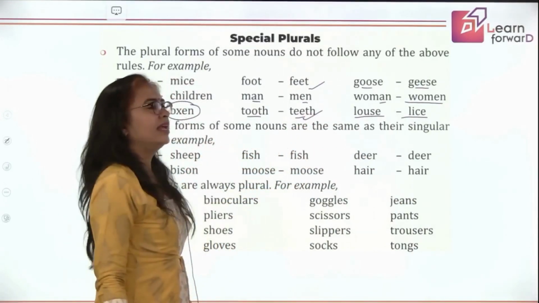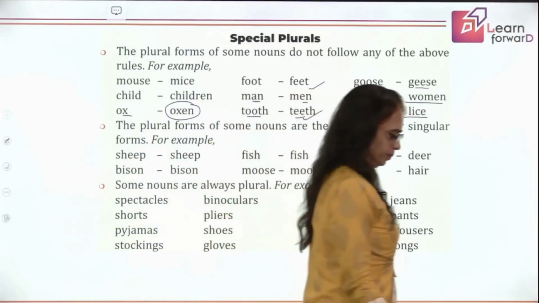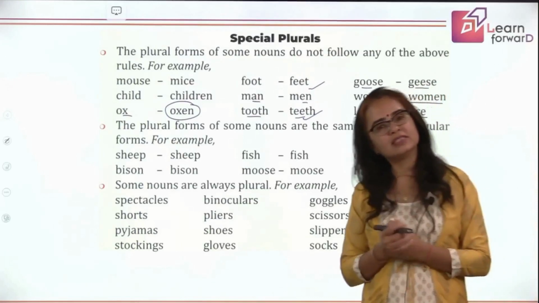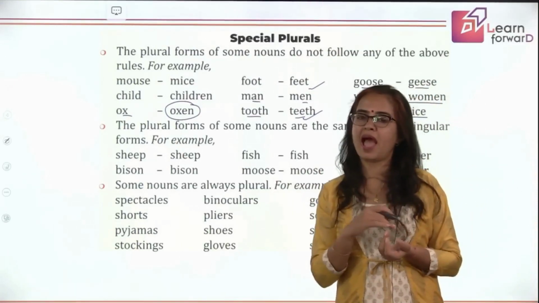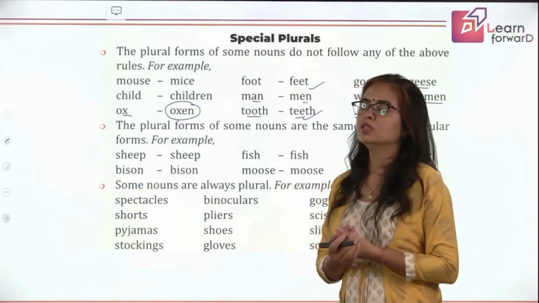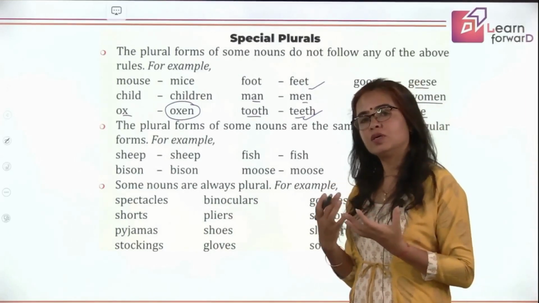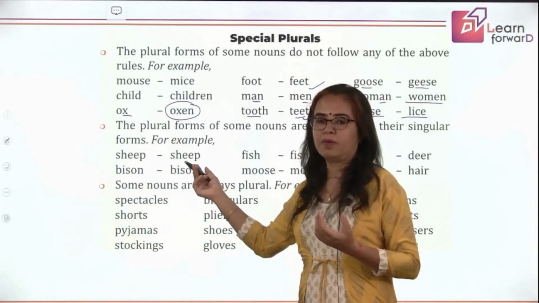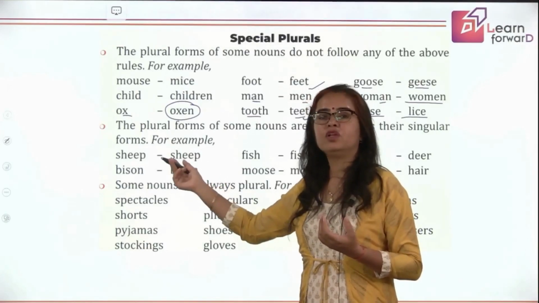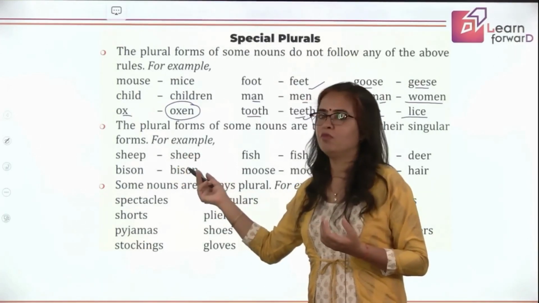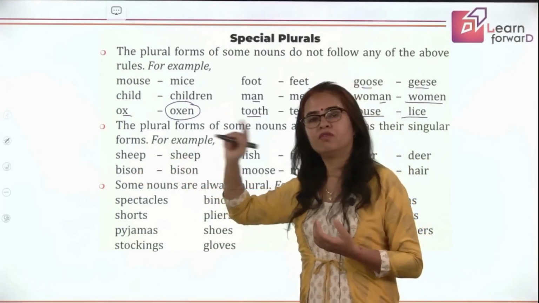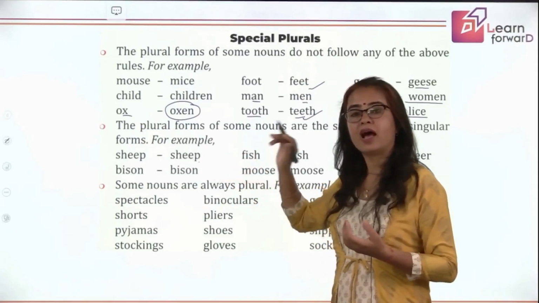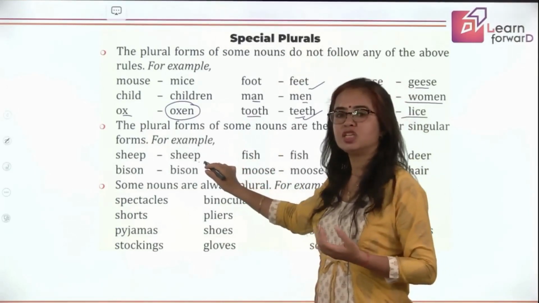Now, let's move to the next. There are a few words that are used same in singular as well as plural. So, you just have to remember these words, whether we are talking about one or we are talking about many, we will use the same word. Sheep, one sheep, and the herd of sheep. They are many, but still we will say sheep.